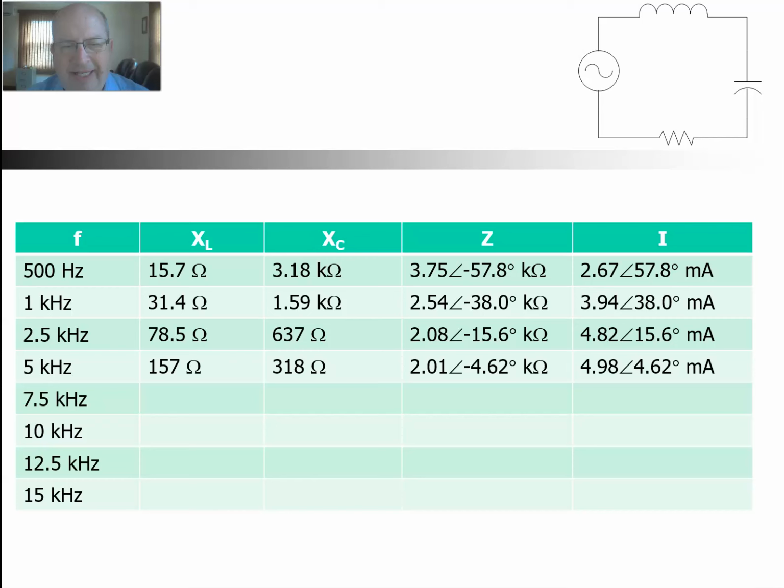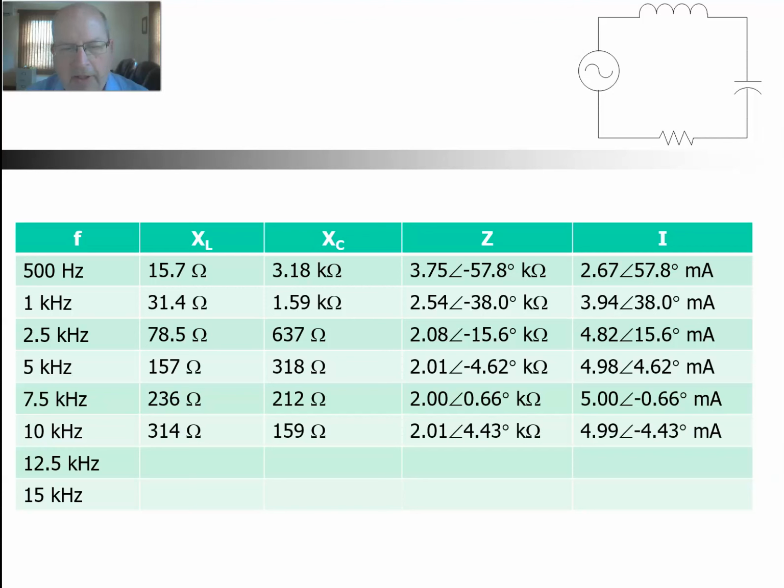Now X of C is inversely proportional to frequency. So as you double the frequency, X of C should be 1/2. So 1/2 of 637 comes out to approximately 318. You can use that proportionality instead of recomputing everything if you wish. It might make things a little quicker for you. In any case, 7.5 kilohertz would be 3 times the 2.5. That would be 236, and then 212 for X of C, and a current of 5 milliamps.